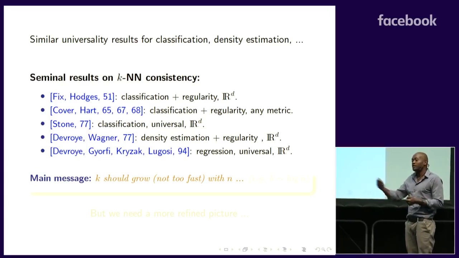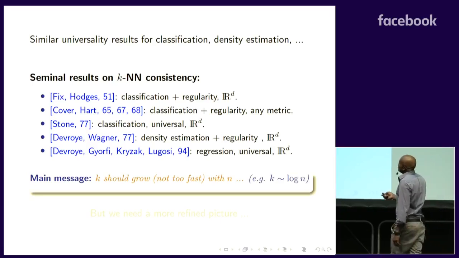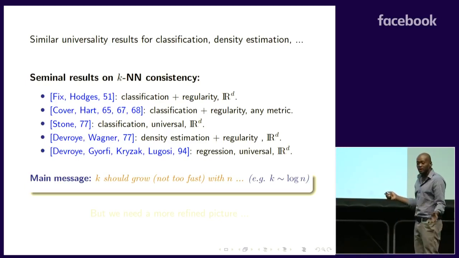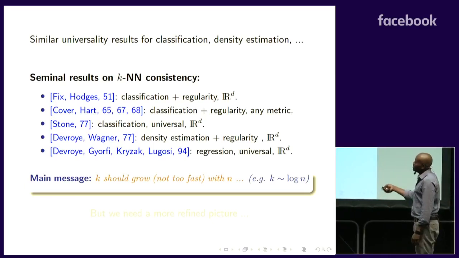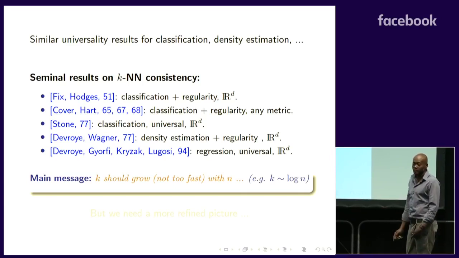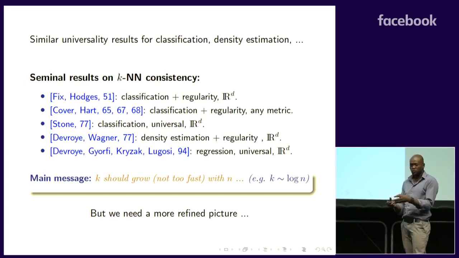No matter how much you increase the data size, if you fix k, eventually you saturate, your error will saturate. So you need these conditions. And one simple setting of k that satisfies this condition is k equal to log n. Approximately, you'll satisfy these conditions. But this is still giving us just a rough intuition as to how to set k, and we want to have a more refined picture as to how to properly pick k.